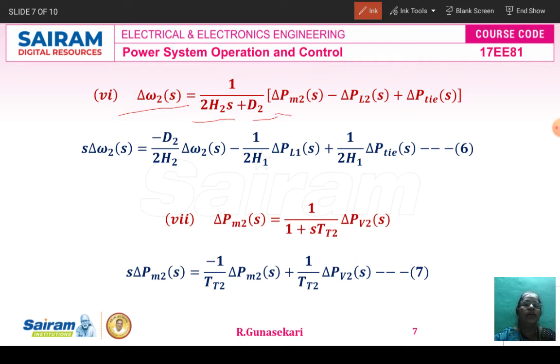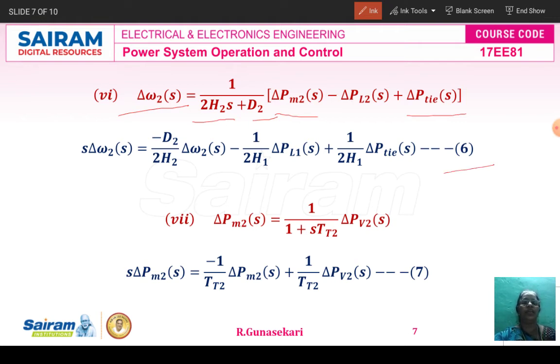Multiplied by ΔPM2 of s, this is the mechanical output of area 2, that is turbine 2, minus ΔPL2 of s, the external input load applied to area 2, then ΔPtie of s, which is the tie line power. After simplifying this equation, s into Δω2 of s equals minus D2 divided by 2H2 Δω2 of s minus 1 divided by 2H2 ΔPL2 of s plus 1 divided by 2H2 ΔPtie of s. That is equation number 6.